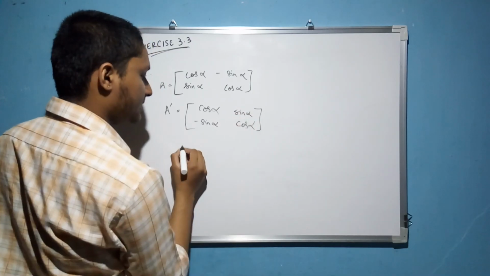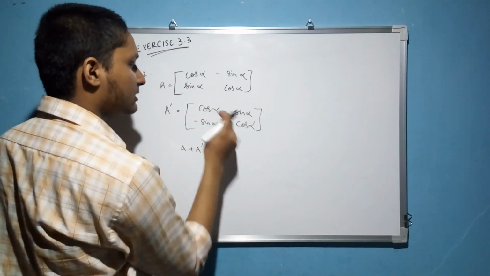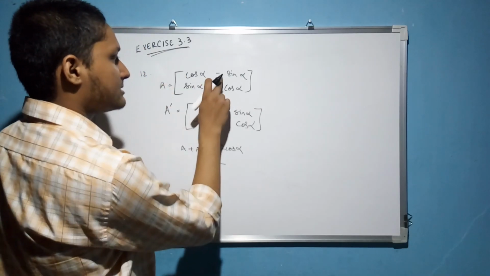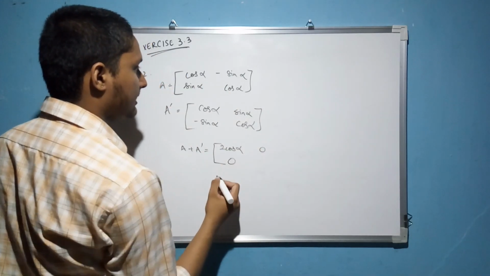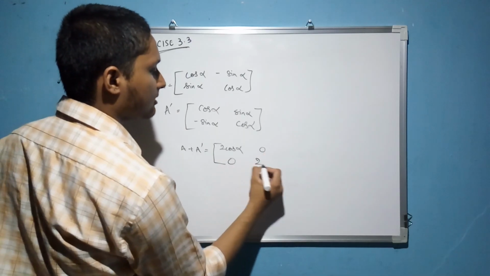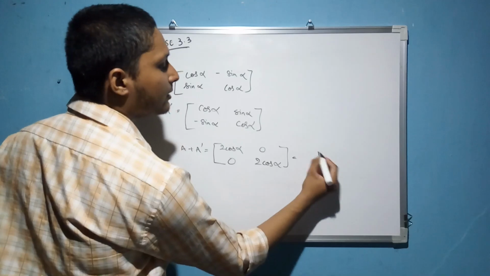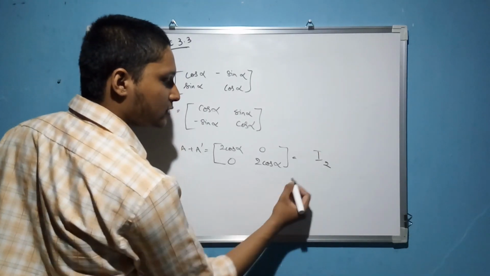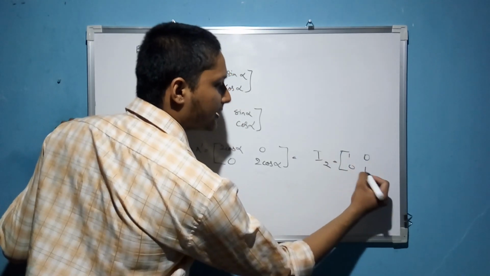If I add both of them, that is A plus A transpose, then it is going to be cos alpha plus cos alpha is 2 cos alpha. Then you have minus sine alpha plus sine alpha, 0. Here also 0. So cos alpha plus cos alpha is 2 cos alpha in both cases. It is given that it is going to be the identity matrix. Because it is of order 2, I can write it in the form 1 0, 0 1.